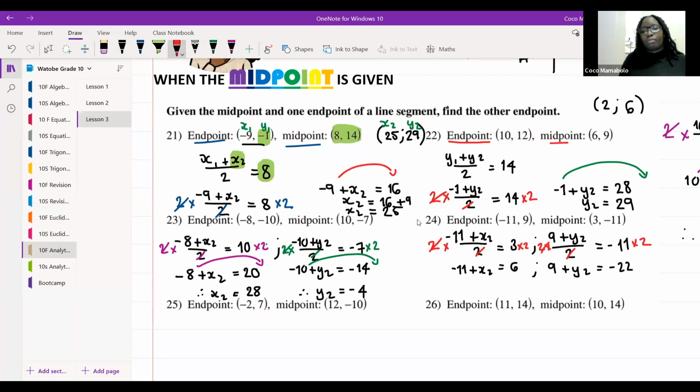For next, you'll get 6. You transpose the 11 to the other side. So you get 6 plus 11 equals 17. So x2 is equal to 17. Good. And then on the y side, you transpose the 9 to the other side, so you get negative 31. Not 31. Negative 31. That's it. Very well done, Mawande. You did that excellently.